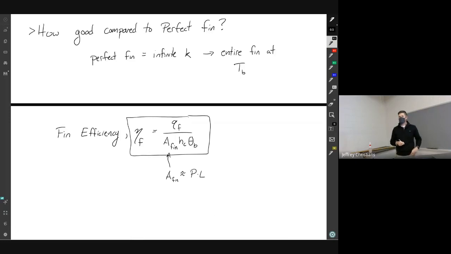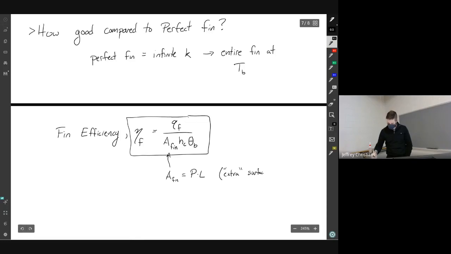That misses the tip. But usually, this misses the tip, but this is the extra surface area that you get. Because if you didn't have the fin there, the cross-sectional area would still be there. So this is the extra surface area.